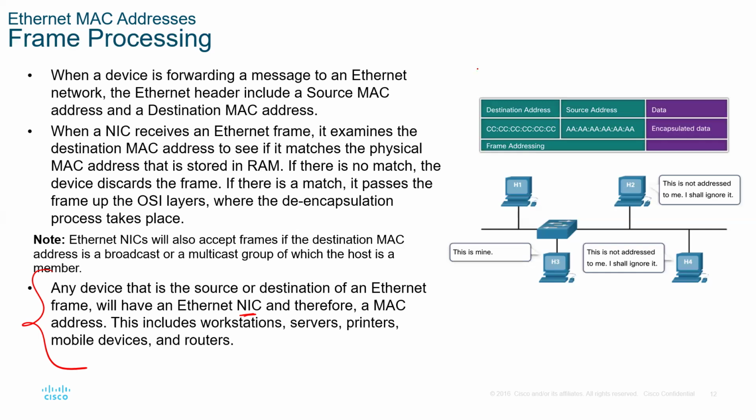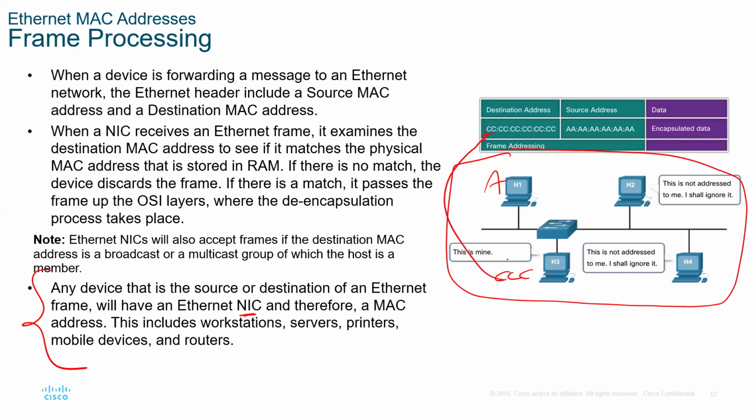If I take this small network, for example, if I'm sending from PC number 1, which is AAA, that's the source, to PC number 3, which is CCC, this is the destination MAC. So I'm sending from this PC to this one. Right. This one will discard, this one will discard, the frame will be sent to this PC.